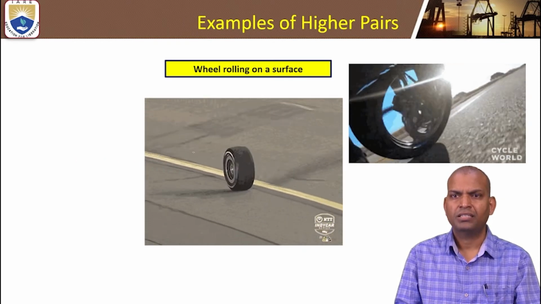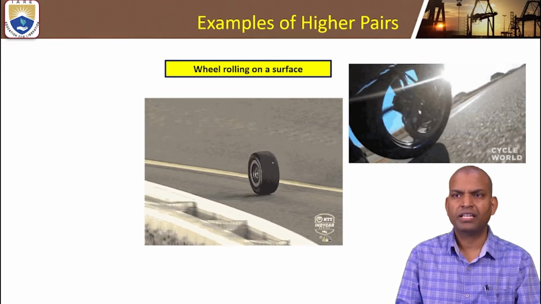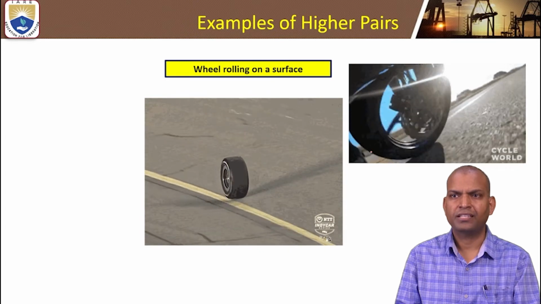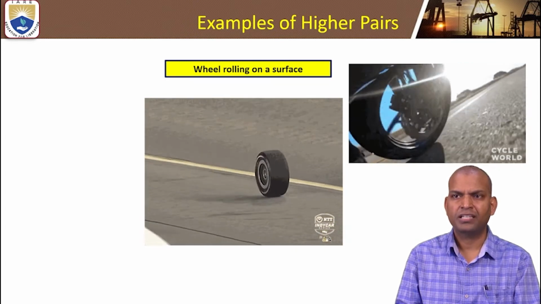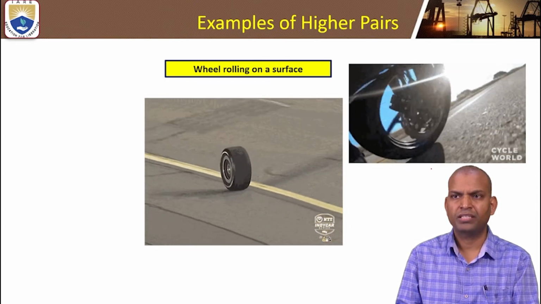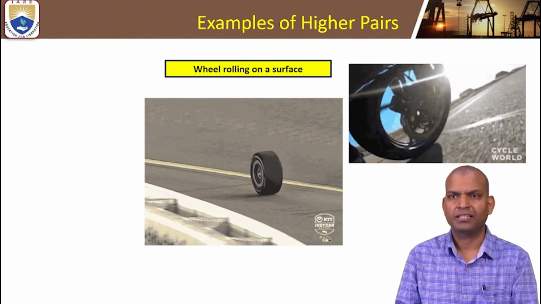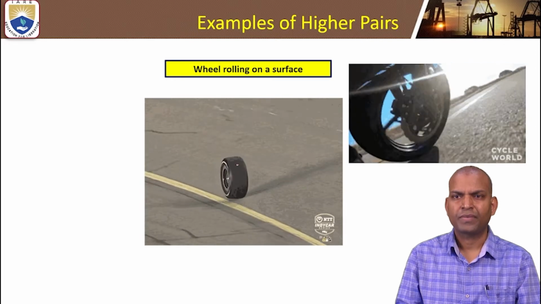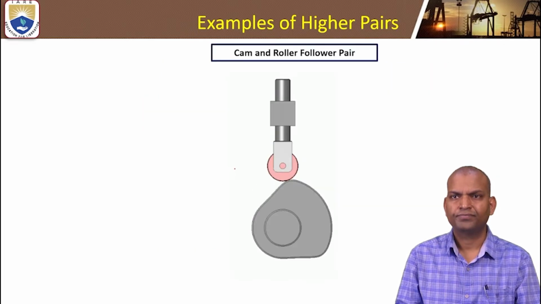The contact, the below smaller wheel is having a line contact, and here the geometry of the tire is entirely different. That's why it is a point contact between this road and the wheel and the tire. And between the road and the tire, it depends on the design of the tire. So it is a line contact.